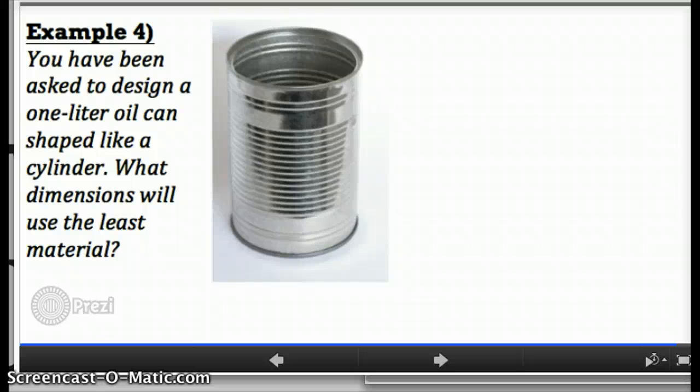Example 4. You have been asked to design a 1-liter oil can shaped like a cylinder. What dimensions will use the least material? Why is this an optimization problem? Exactly, we're trying to minimize something. In particular, we're trying to minimize material. So go ahead and set up the problem.